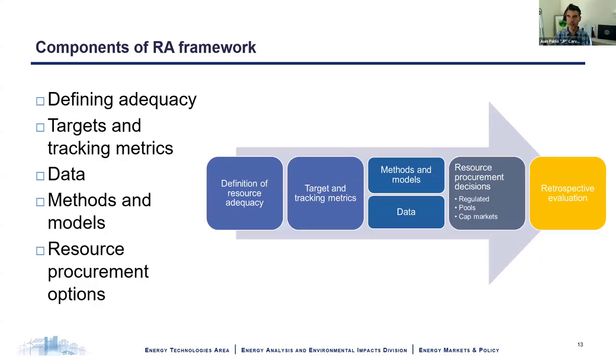From a component perspective, a resource adequacy framework, this is the way we go about measuring adequacy and establishing adequacy, requires at least 4 key components. We need to define adequacy. What you just saw is a definition that prompts certain types of decisions, certain types of actions from a modeling perspective, but also from an institutional perspective. We have to define target and tracking metrics. So how are we going to ensure that our system is adequate? What is the level that societally we think is the right level to achieve?